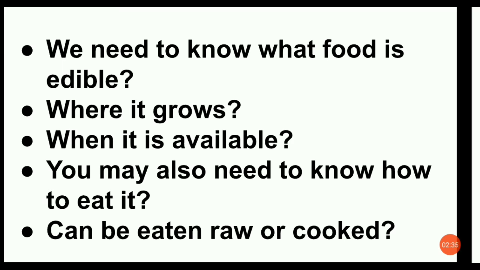The last one is whether it can be eaten raw or cooked. The food that is available in the forest can be eaten raw or cooked. So we should also know this. Raw food means not cooked food. In olden days, people ate raw food, but later changes occurred. They started cooking and eating cooked food. So we should also know which food can be eaten, whether it is raw or cooked.